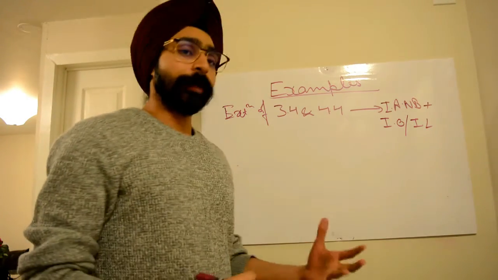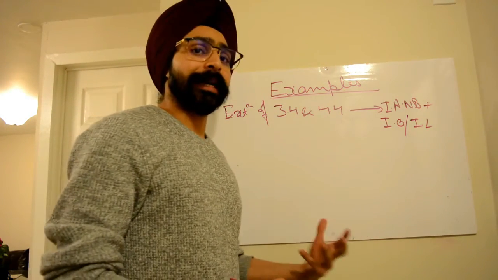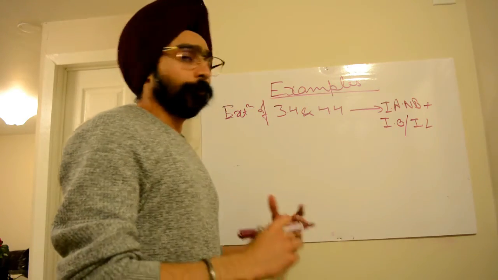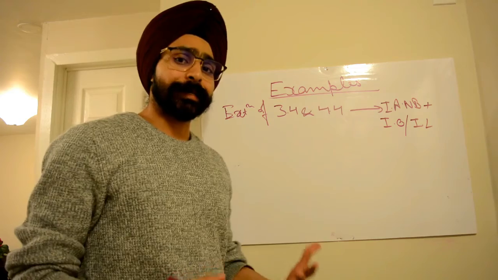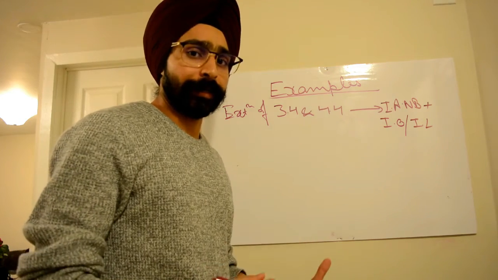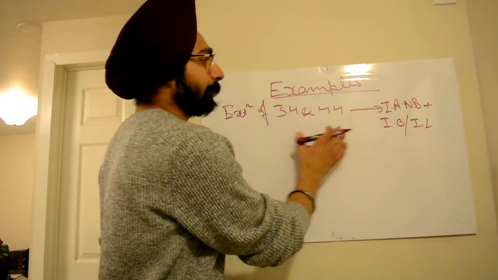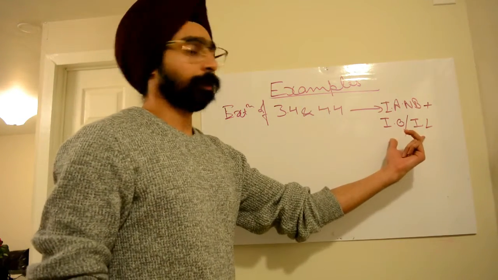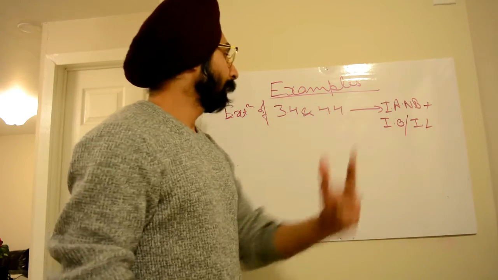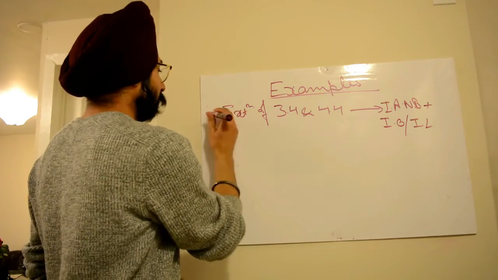Some of you might be wondering why we didn't give bilateral IANB. We could give bilateral IANB, but for the ACJ exam we try not to repeat any injection. So for this case we went for IANB plus intraosseous or intraligamentary. Let's go with another example.